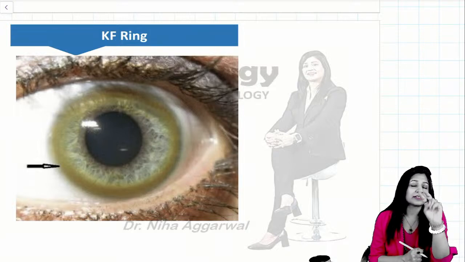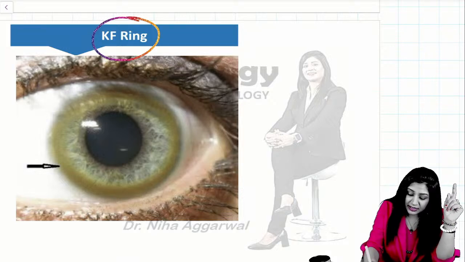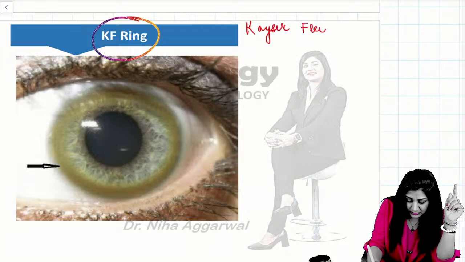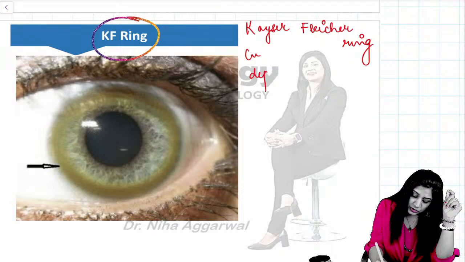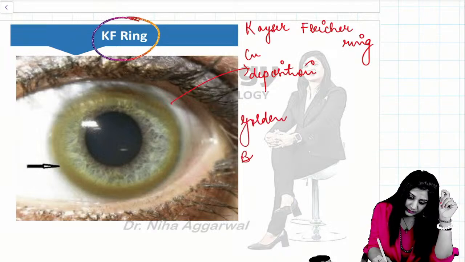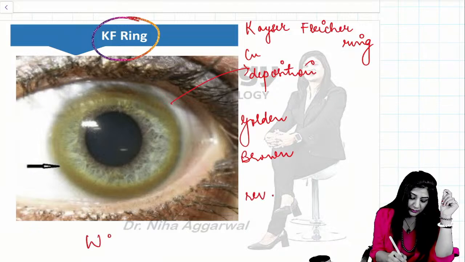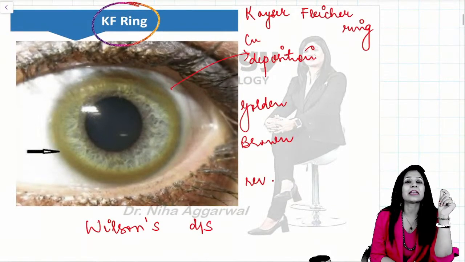So next, the second very important thing is the KF ring. So what are the things that you know about the KF ring, guys? This is the Kayser-Fleischer ring, which is actually a ring due to copper deposition. You can see this one, and it is golden brown in color. That is also important. It is reversible, and it is found in Wilson's disease. These are the important things that you should know about the KF ring.